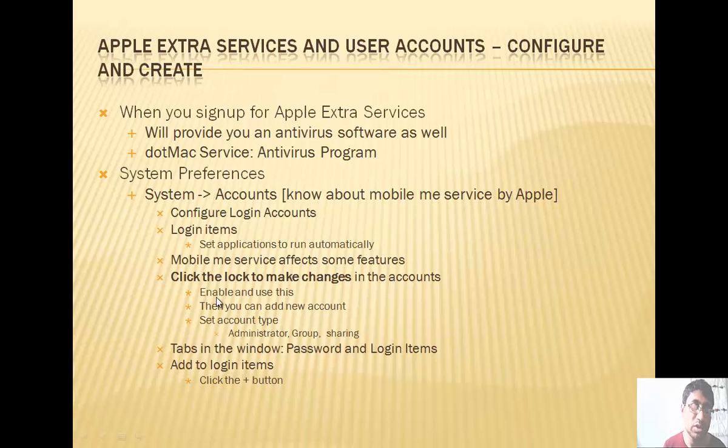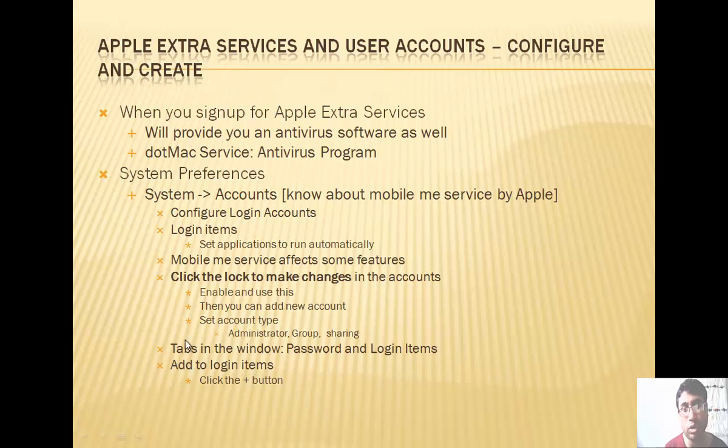Okay, so when you unlock, you can also create a new user account, and you can set the user account to be administrator, group, or sharing account. So when you go to system preferences, then go to system and click on accounts, the screen that you will see has two options, I think: password and login items. As I told, from login items you can put stuff there to run automatically at the time of your login. With password, you can do password management, changing, updating, all those things.